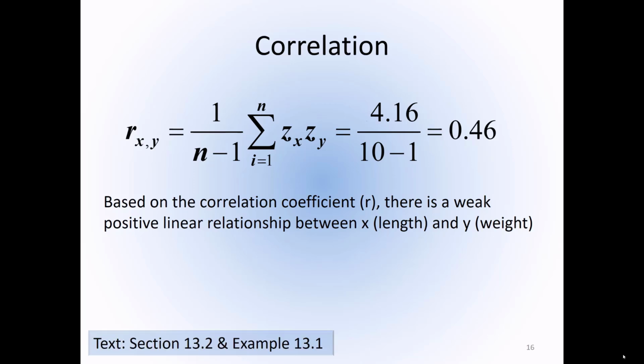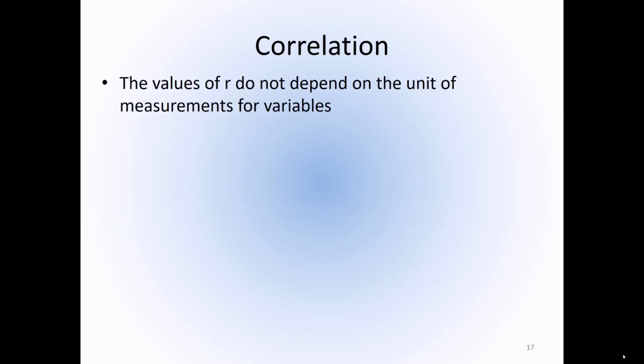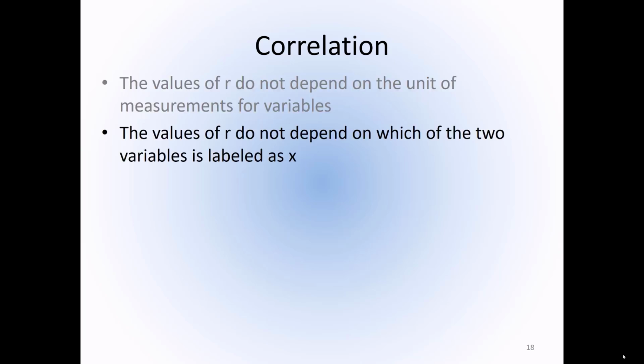Now, we went through these examples relatively quickly. We'll be doing more in class, but my suggestion is to go to section 13.2 of the book and work through example 13.1 as another example, so that you feel comfortable calculating this correlation coefficient. A couple important things to address: the value of our correlation coefficient doesn't depend on the units of measurement for the variables. We could be comparing kilometers to biomass, or elevation to diet. Lots of different potential questions that we can address.